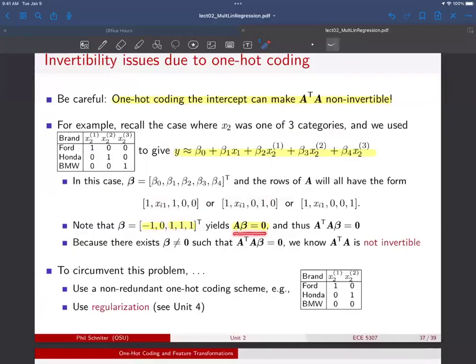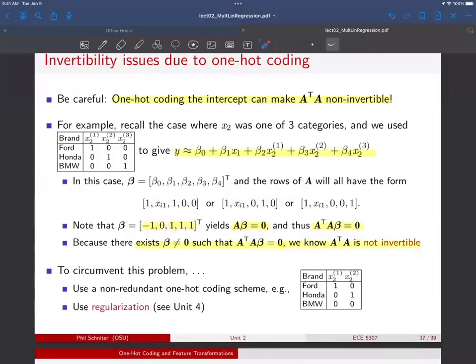If this is true, we can multiply on the left side by A transpose, and this must also be true. And finally, if there's a non-zero beta such that that equals 0, then the matrix must be non-invertible. So this is just like a little proof of why it's non-invertible.